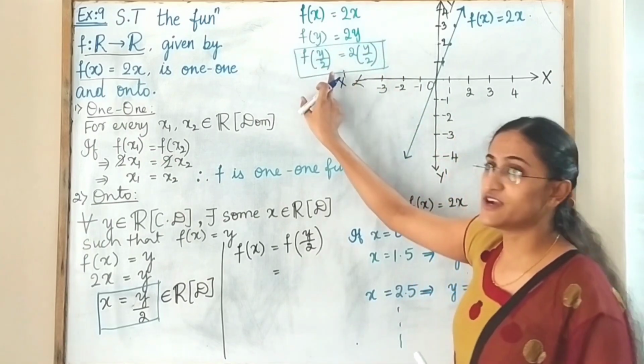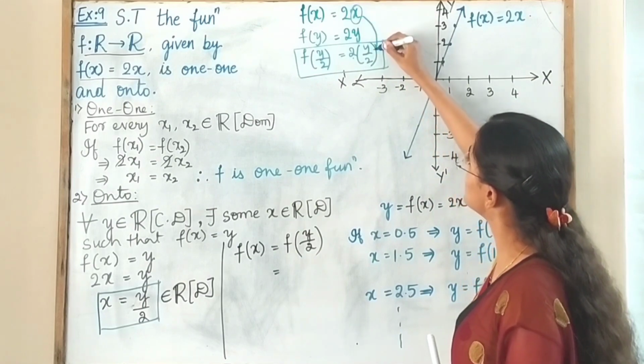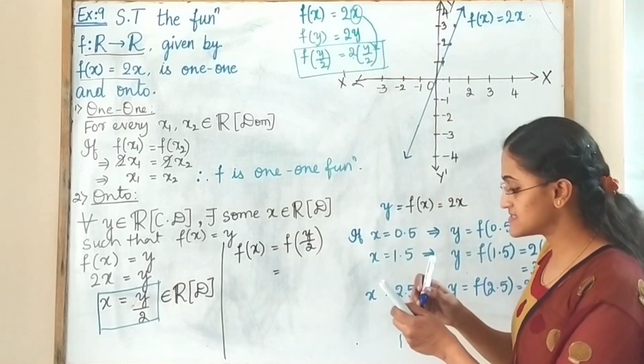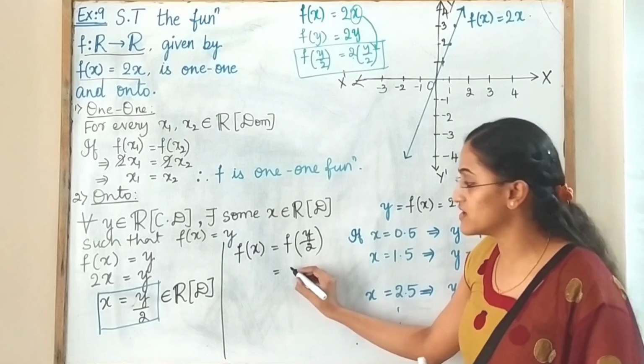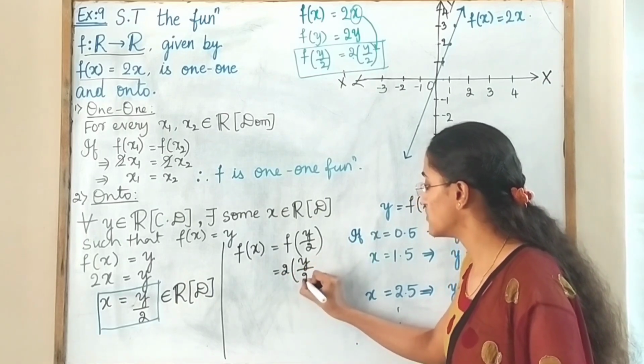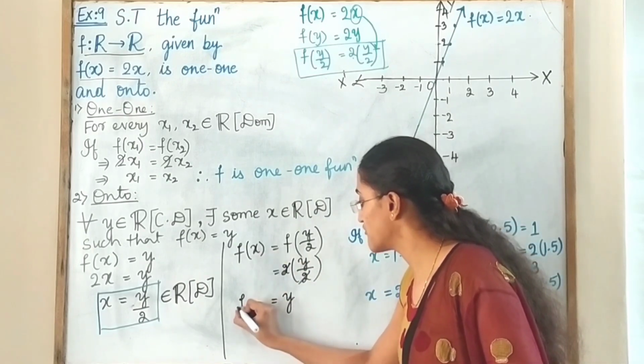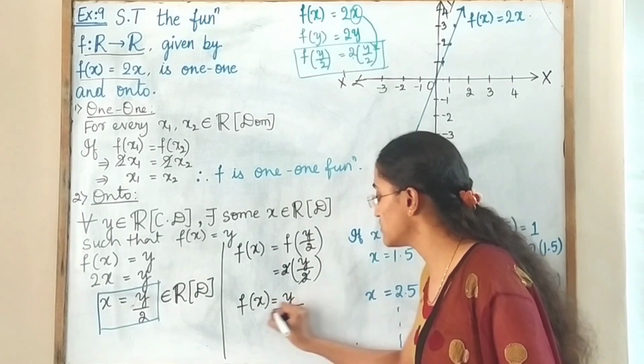F of y by 2 will be equal to 2 times, in the place of x, you have just replaced it by y by 2. In the same fashion, you can just write this here also. That is 2 into y by 2, which gets cancelled and you will be left with y. And hence f of x is equal to y.